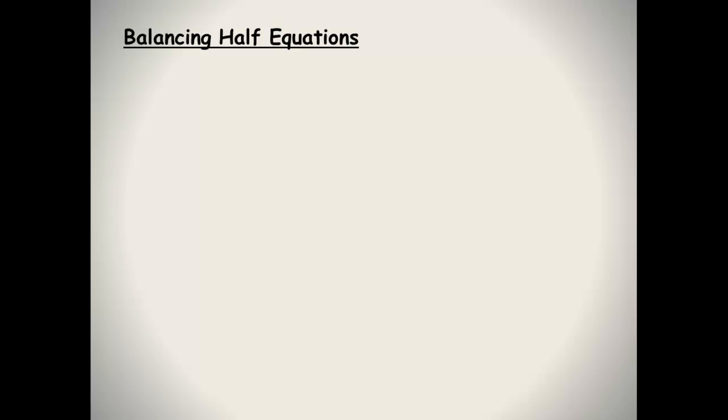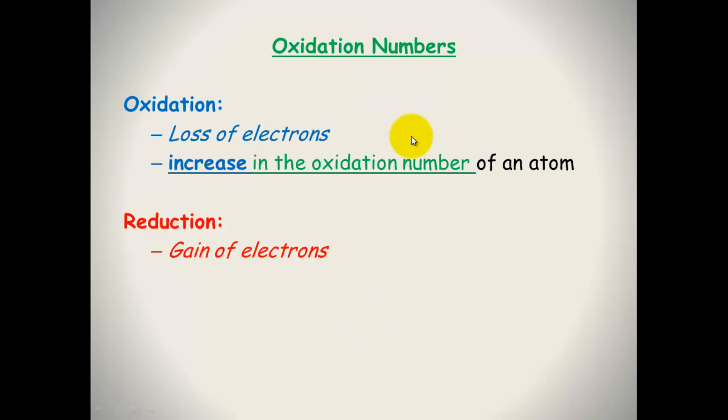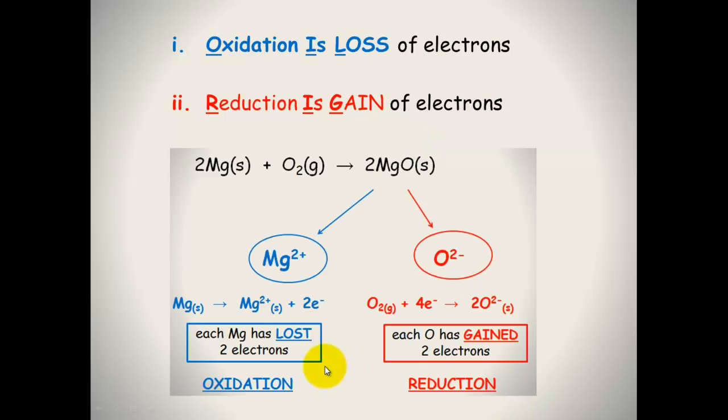Okay, so there are some steps in this, and I've put this into point form. The first part of what you'll be doing is balancing half equations, which we've already done a little bit of. So your first step is to write the half equations for both the reduction and oxidation reactions, showing the conjugate pairs. And by conjugate pairs, when I'm talking back here about the magnesium, the conjugate pair is the magnesium going to magnesium ion, oxygen going to oxide ions.